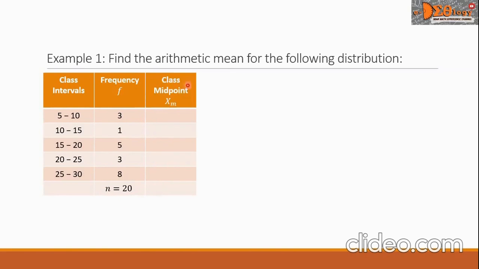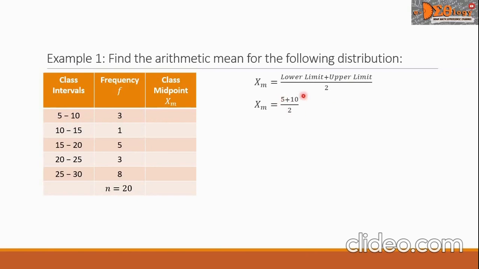After that, we need another column for the class midpoint, and that is the x sub m. The formula for the class midpoint is given here, and this is lower limit plus upper limit over 2. The lower limit and upper limit are the end numbers of the corresponding class interval. So in our first class from 5 to 10, the lower limit is 5 and the upper limit is 10. Getting the midpoint of this group, we have now 5 plus 10 divided by 2.